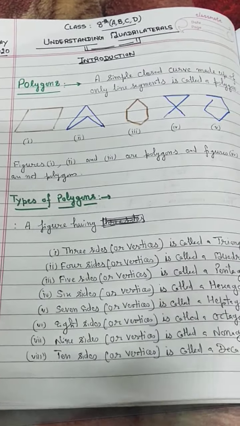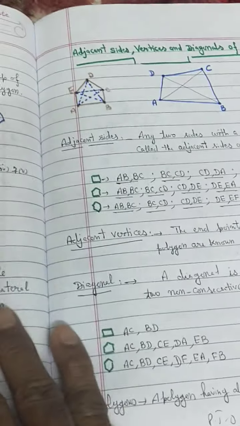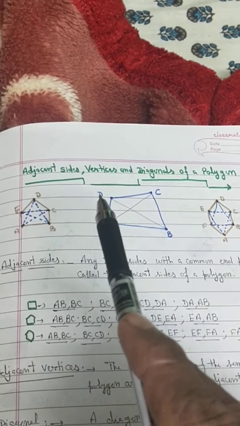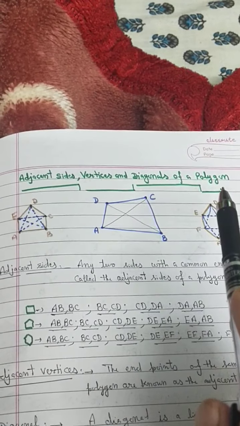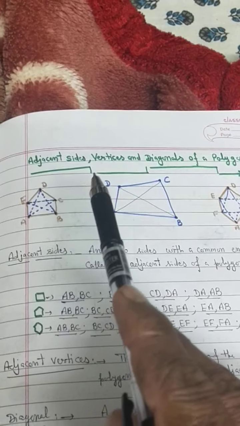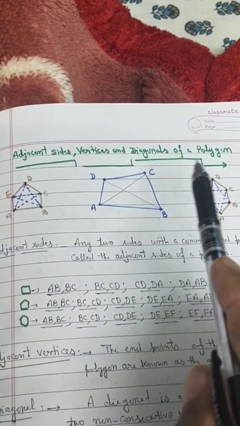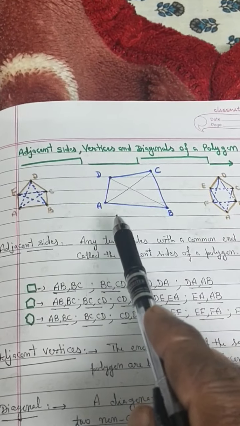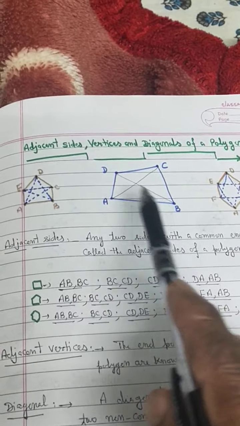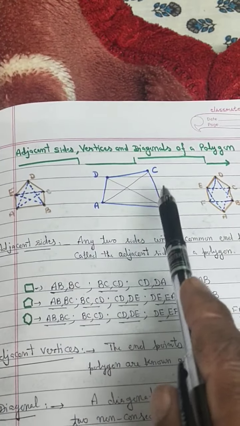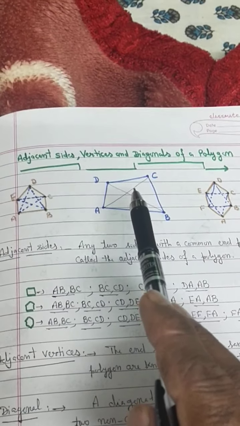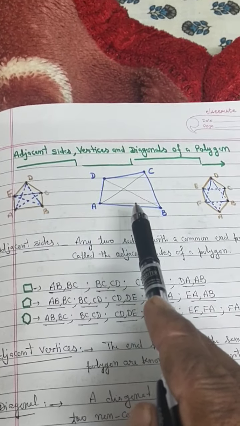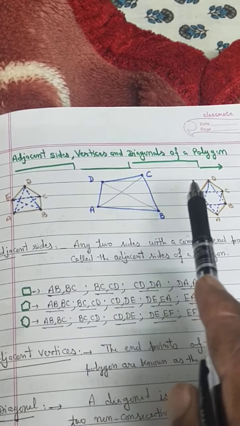Now next, adjacent sides, vertices and diagonals of a polygon. What do we mean by adjacent sides, vertices and diagonals of a polygon? Look here, this is a quadrilateral. A quadrilateral has four sides. It has two diagonals AC and BD, four vertices A, B, C and D, and adjacent sides. I will define these adjacent sides, vertices and diagonals of a polygon.